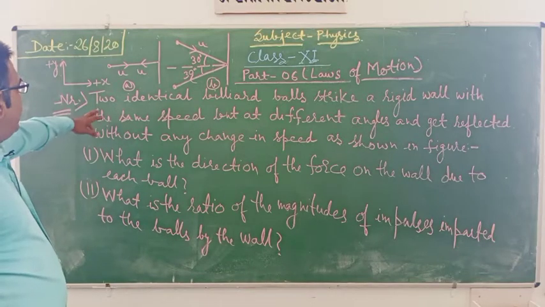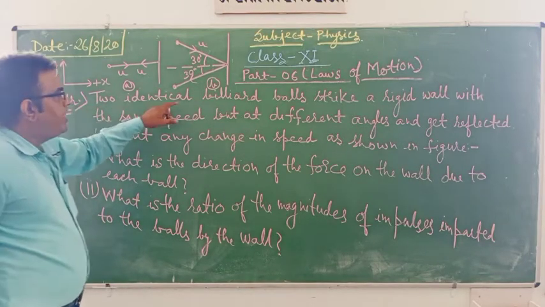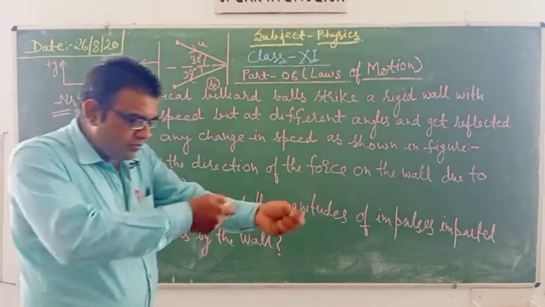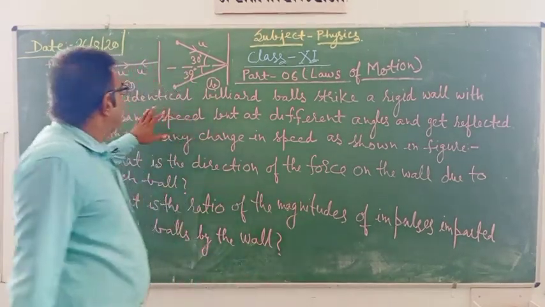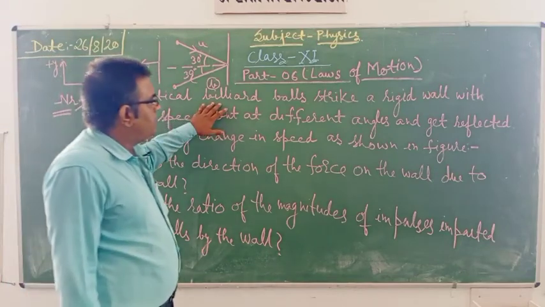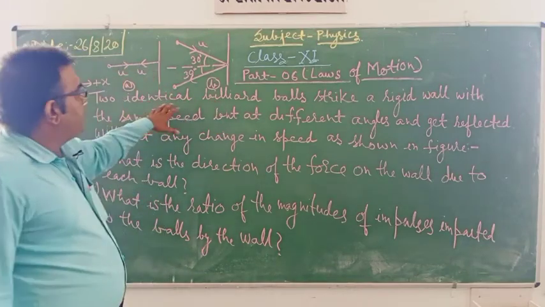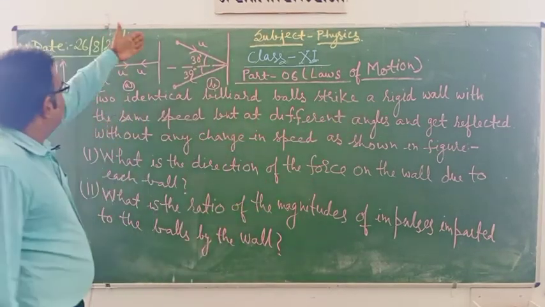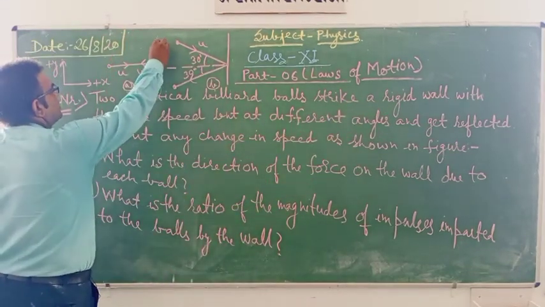Here it is given that two identical billiard balls, which you used to play. It is a game that is called billiard. So, two identical billiard balls strike a rigid wall. This is a rigid wall. I have drawn the figure. This is the rigid wall.